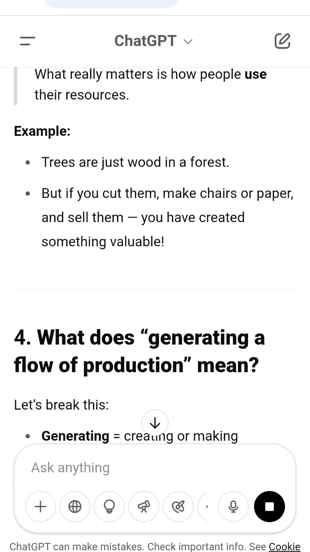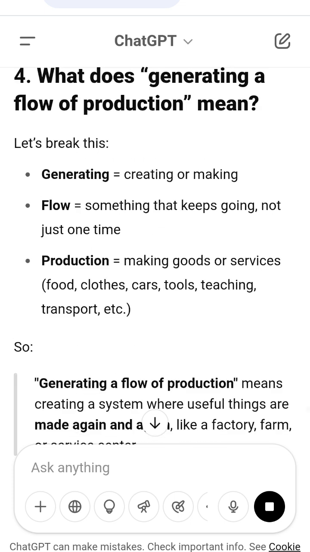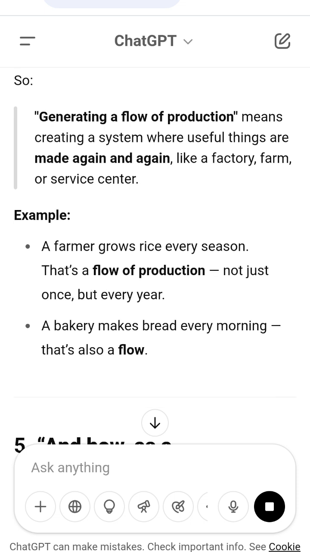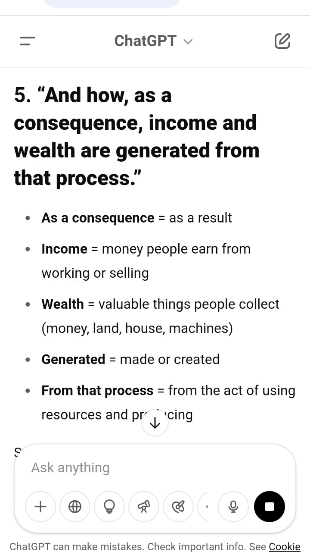Step 4. What creates this flow? This is the most important part of the passage. A country creates this flow when, 1. People use their energy. They work hard, use their hands and brains. Example, a farmer wakes up early and works all day in his field. 2. They use natural resources, land for farming, forests for wood, oil for fuel. But the land alone doesn't grow food.